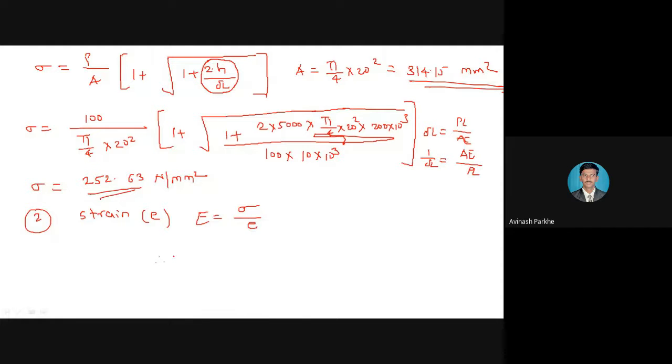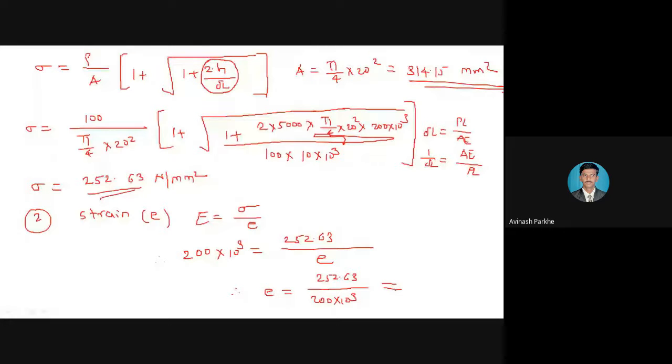So Young's modulus we have is 200 into 10 raised to 3, which is equal to the stress we just calculated, 252.63, divided by small e. Now calculate e: 252.63 divided by 200 into 10 raised to 3. What will be the strain induced in that particular rod or collar? How much strain is induced?